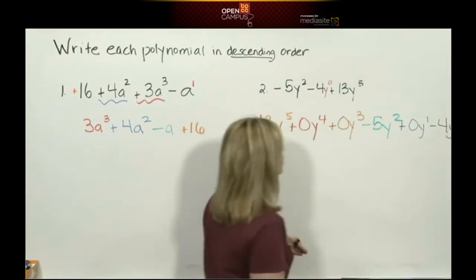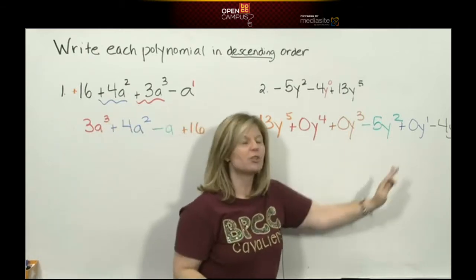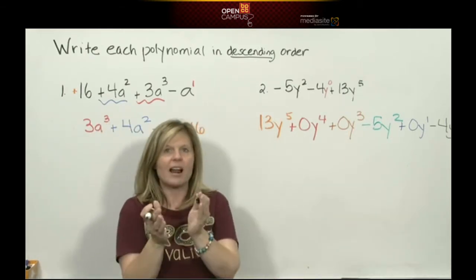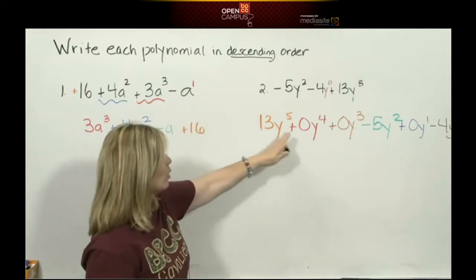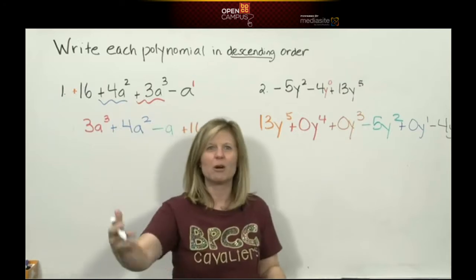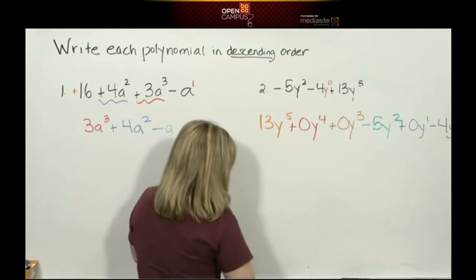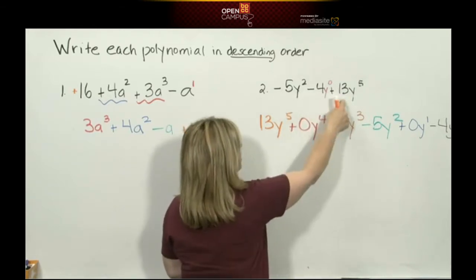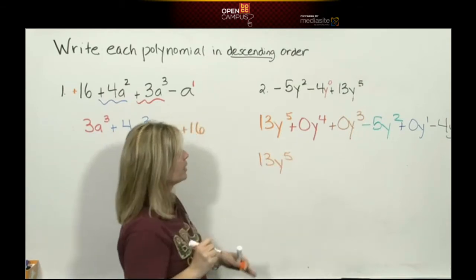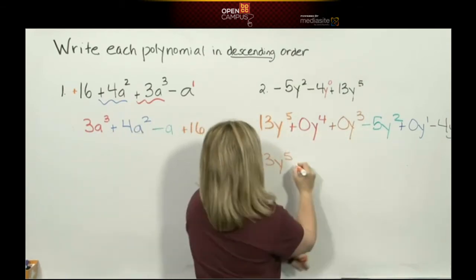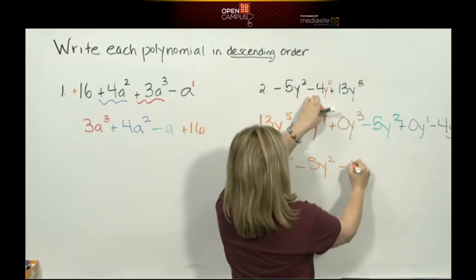So just to show you, to write that expression in the correct descending order, I'm showing you that just like in arithmetic, if we do not have a term, it's understood to have a 0. But in math, we don't write all these zeros because 13 plus 0 is still 13, right? So the same is true in algebra. So we would write, okay, I have 13y to the 5th, that would go first, followed by the negative 5y squared, followed by the constant negative 4.